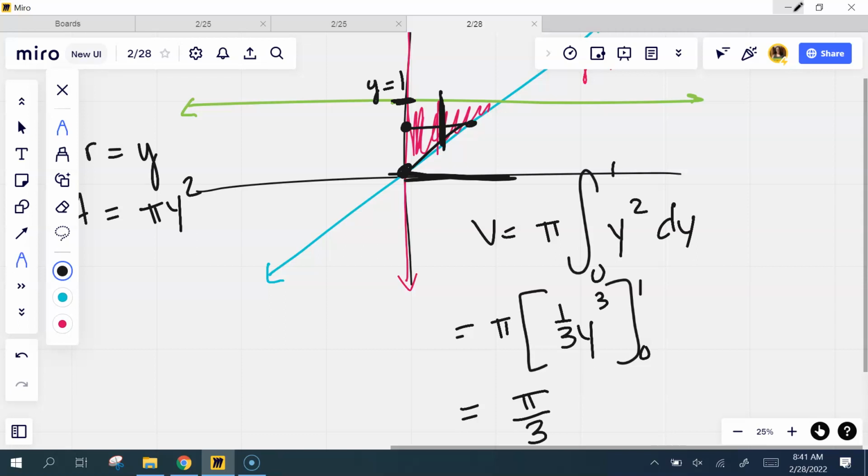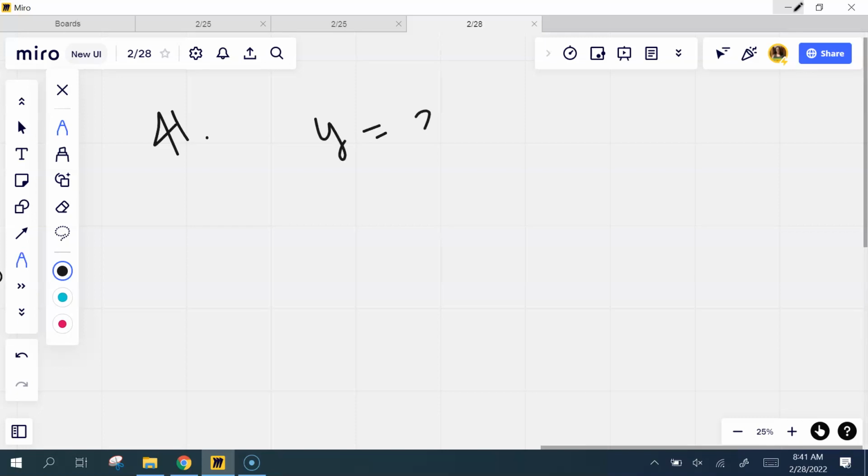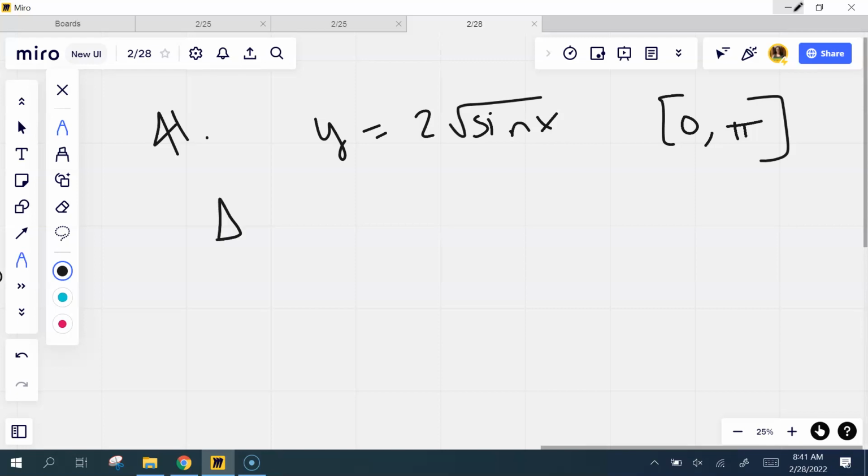All right, what else on your homework? 41. Finally, here's one that's not a washer. It's a cross section. The base of a solid between the regions y equals 2 root sine x and the interval 0 to pi on the x-axis. The cross sections perpendicular to the x-axis are, the first one they say, equilateral triangles.